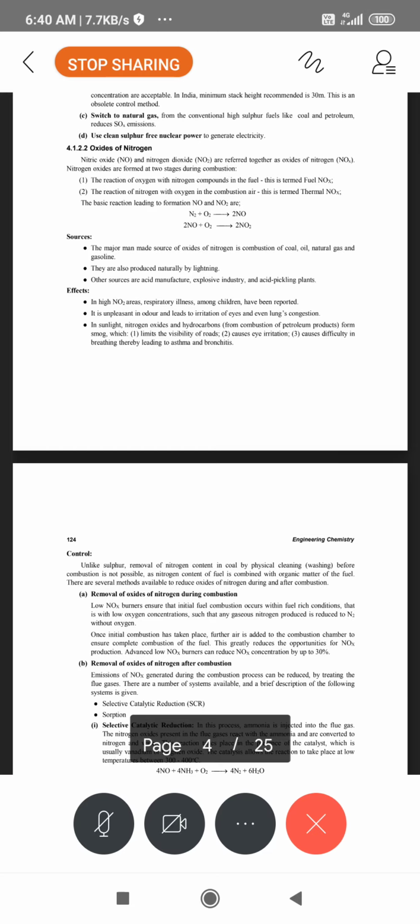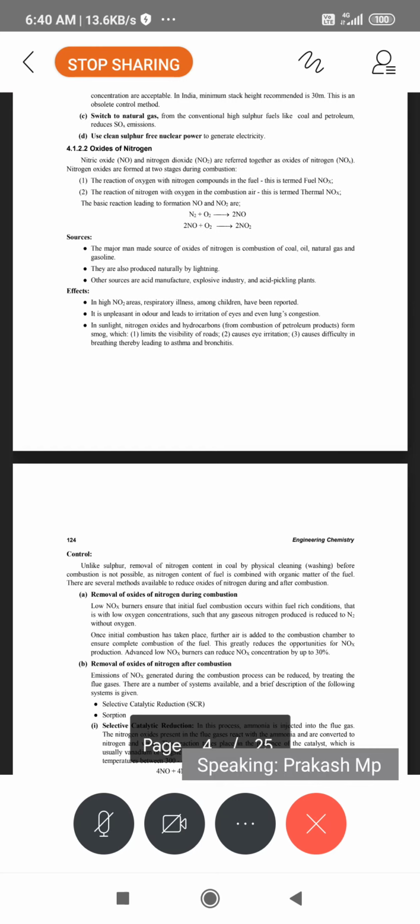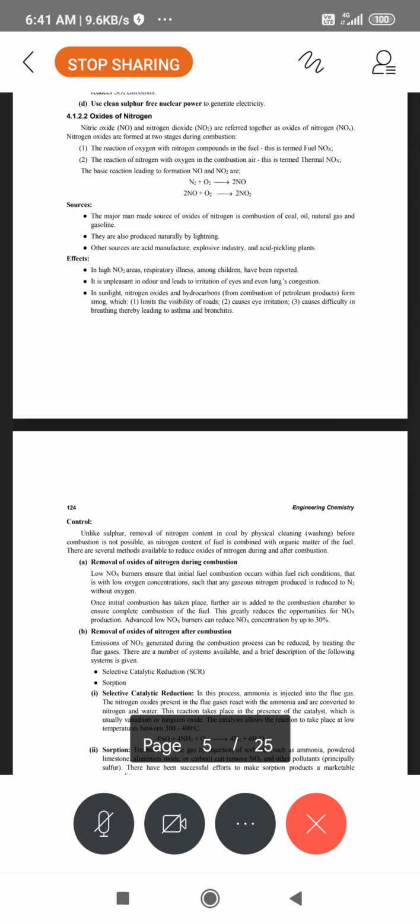These again react with the components of the environment and give H2SO4, that is acids, HCl, and HNO3. These are the secondary pollutants. Since they are formed in the atmosphere, we can call them environmental pollutants. In these environmental pollutants, the next one is sulfur dioxide.